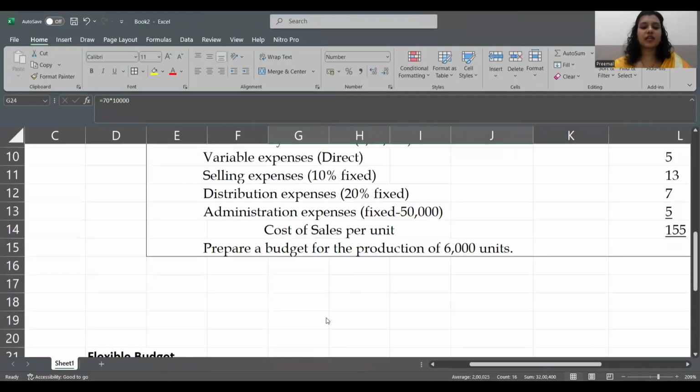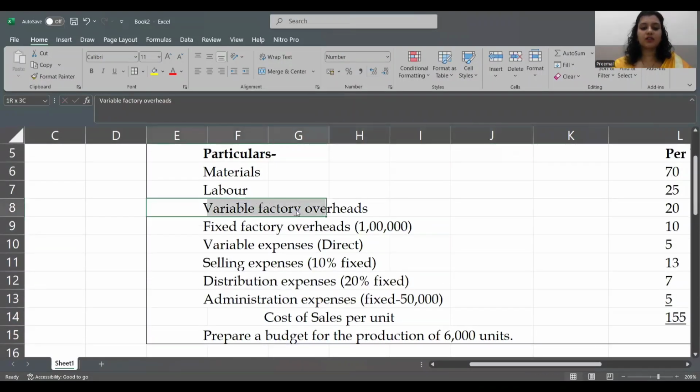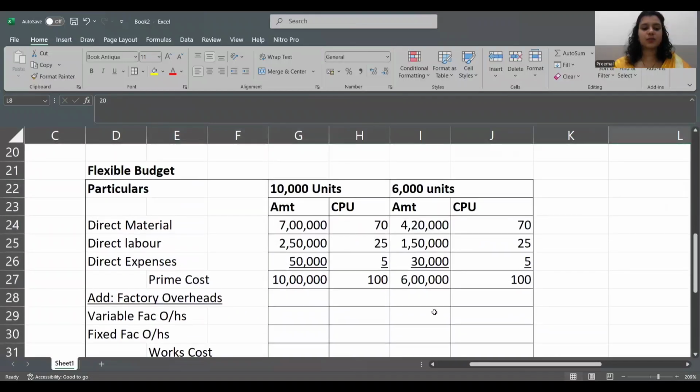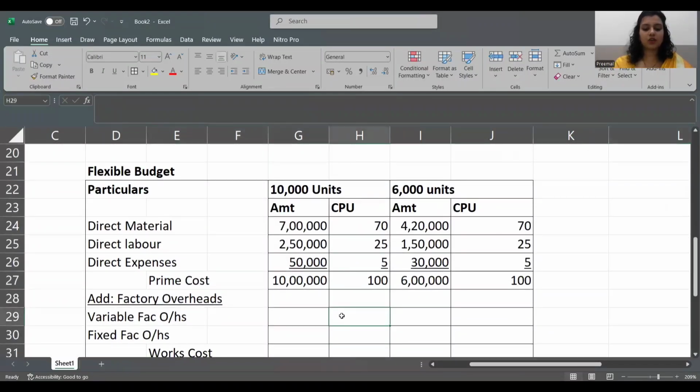Now, in the question, they've clearly mentioned what are the variable factory overheads and what are the fixed factory overheads. Variable factory overheads, cost per unit is 20 and fixed factory overheads, the amount is 1 lakh. So I'm going to mention that variable cost per unit is 20, which remains the same irrespective of the units of production, and fixed amount is 1 lakh, which remains the same irrespective of the units of production.